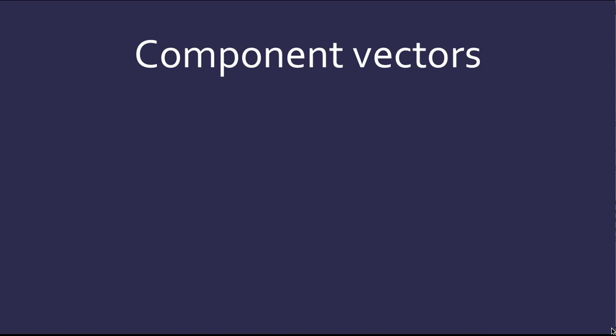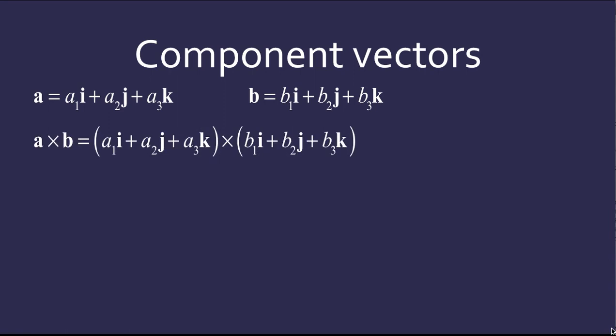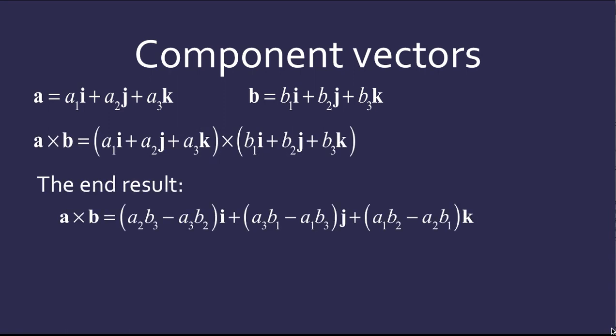All this information allows us to work out the cross product of two general vectors A and B expressed in Cartesian component form. A cross B can be expanded and rearranged with a little work to give A cross B is equal to (A2B3 minus A3B2) i plus (A3B1 minus A1B3) j plus (A1B2 minus A2B1) k.